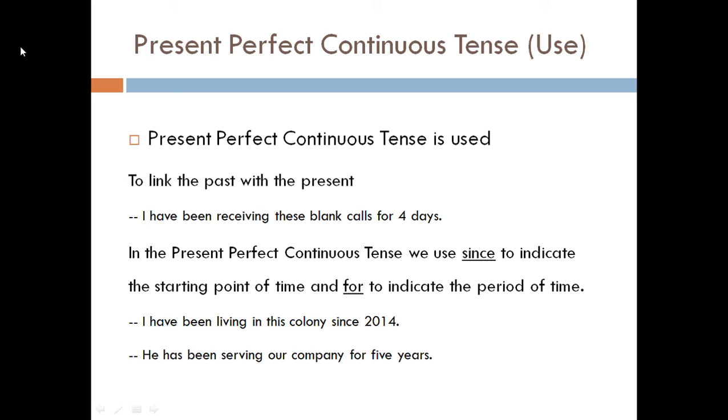Present perfect continuous tense use. Now what is the use of present perfect continuous tense? Where do we use this tense? Number 1, to link the past with the present. When we link the past action with the present happening, जब हम past को present से link करते हैं, when we say that the action continued in past and the results of it are still there, in such cases we use present perfect continuous tense.